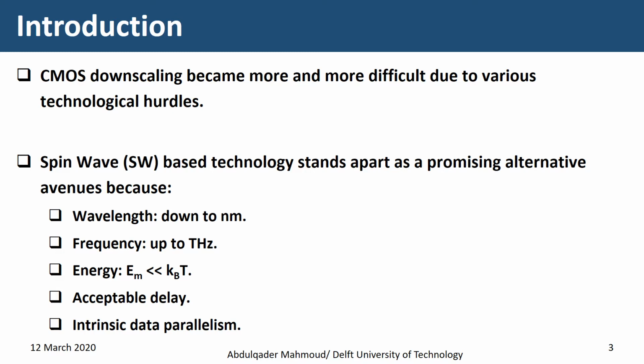In view of this, different technologies have been considered as CMOS alternatives to meet the data processing market requirements. Among those, spin-wave-based technology stands apart as a promising alternative avenue because of its wavelength, which can reach down to nanometers. Its frequency can reach up to terahertz. It has ultra-low energy consumption. It has an acceptable delay. It has an intrinsic data parallelism feature.